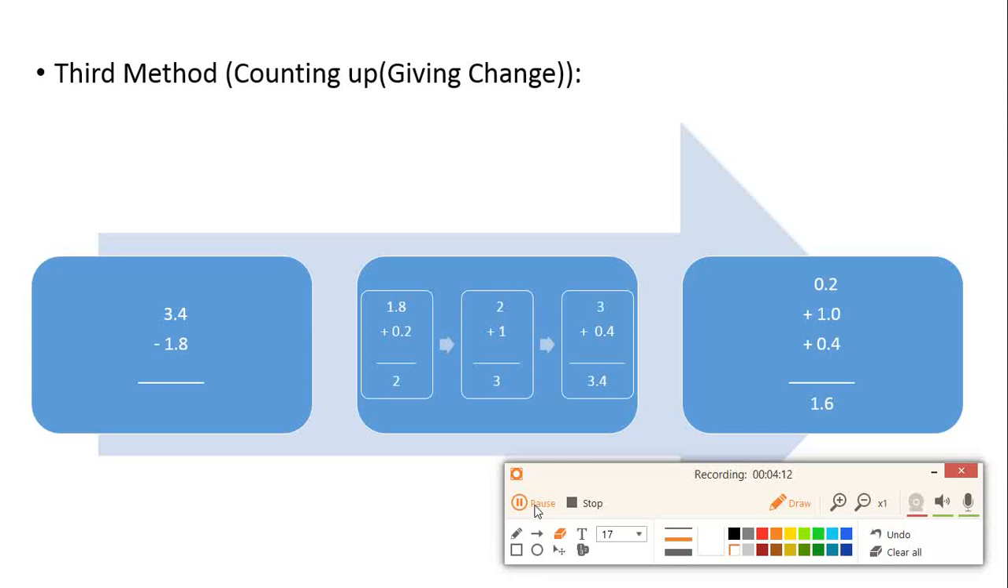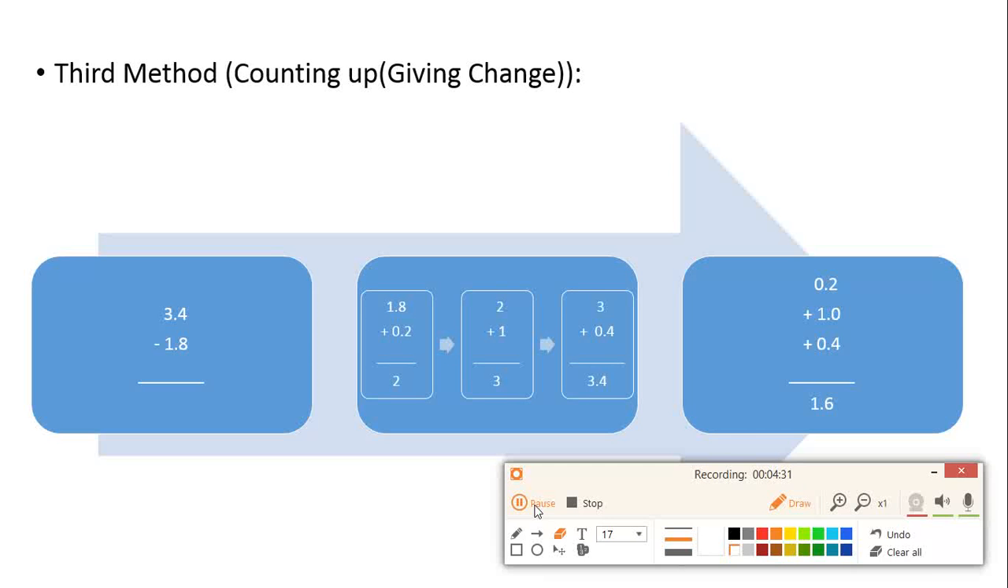So now the last method is counting up. We're going to take 34 and 18 and turn them into decimals, and that gives us 3.4 minus 1.8. So now we take the 1.8 and add numbers to it to get us to 3.4. So to make 1.8 a whole number, we add 0.2, and that's going to be 2.